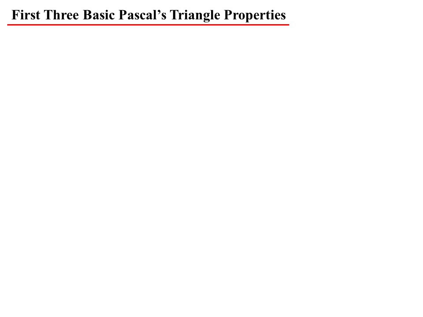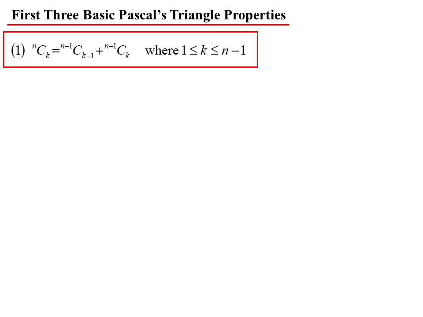I said Blaise Pascal discovered all these properties inside the triangle. These are the 3 that probably we use most often. First one is this. nCk will always equal (n-1)C(k-1) + (n-1)Ck. That's basically saying how we create the number. We add the 2 immediately above it. That's what this is saying.